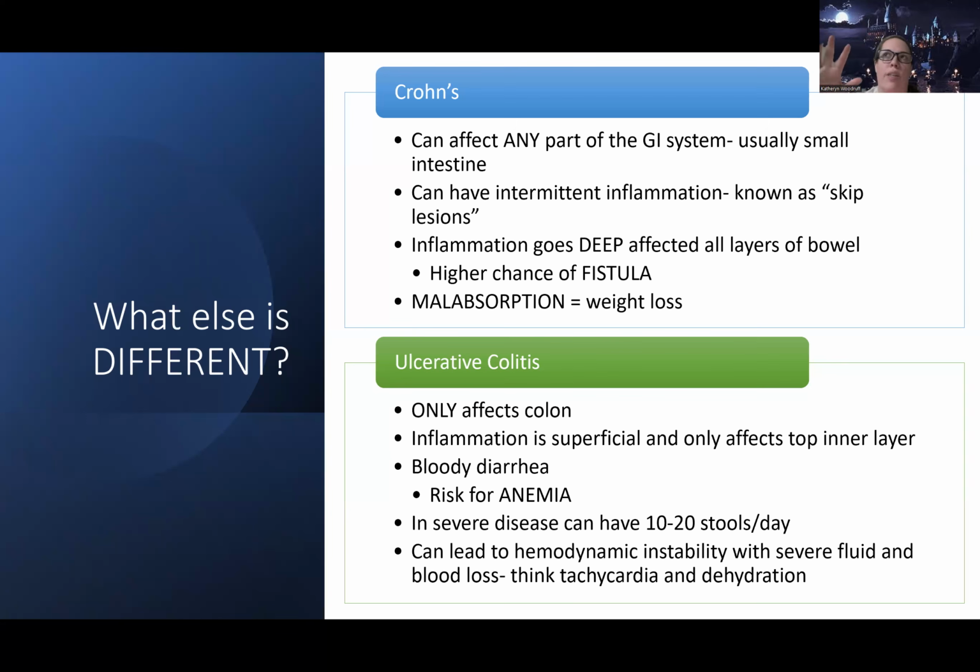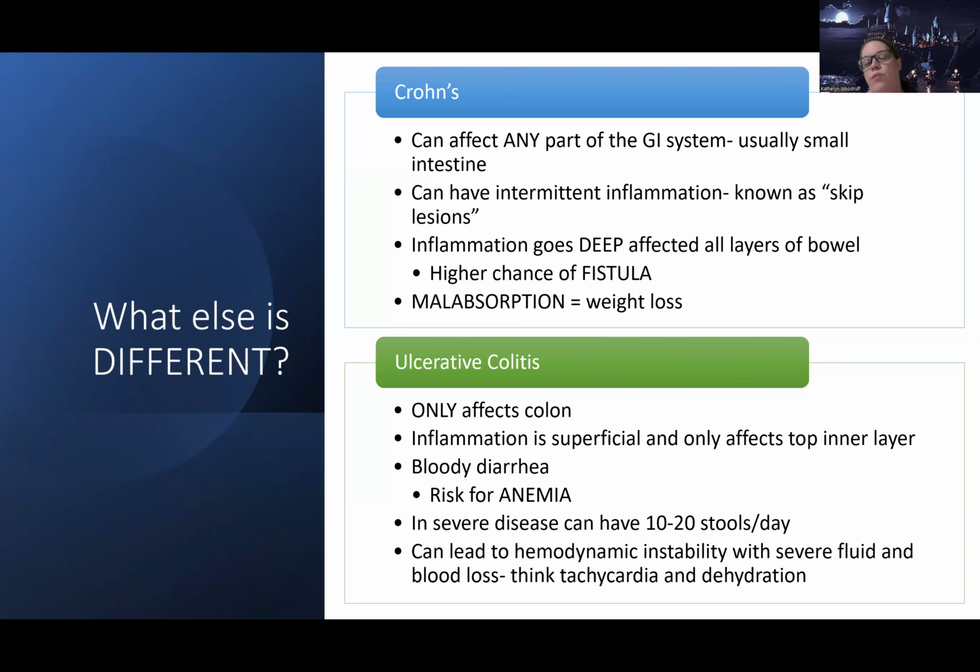It's not necessarily saying that it has to, but in other words, we have a higher chance of things like a fistula because we have this ulcer that is breaking down and going through all layers of the bowels. Additionally, like I mentioned before, we're going to be a little bit more concerned about malabsorption because they're having inflammation in areas where they're supposed to be absorbing nutrients. So less nutrient absorption is happening.